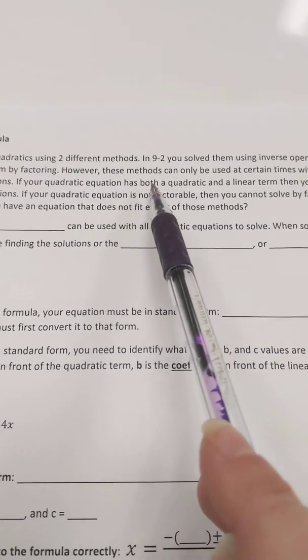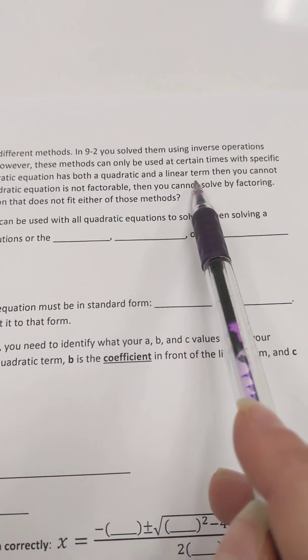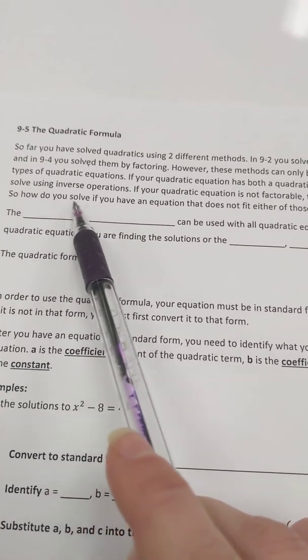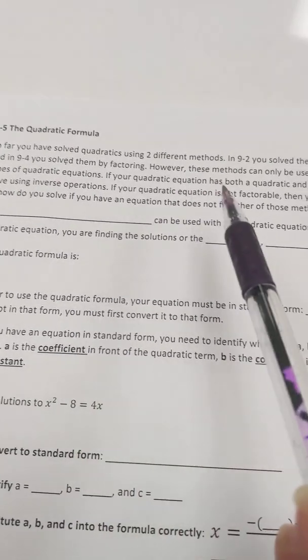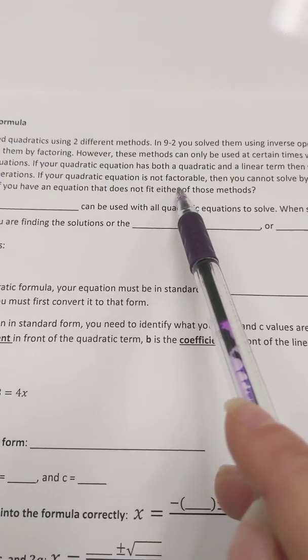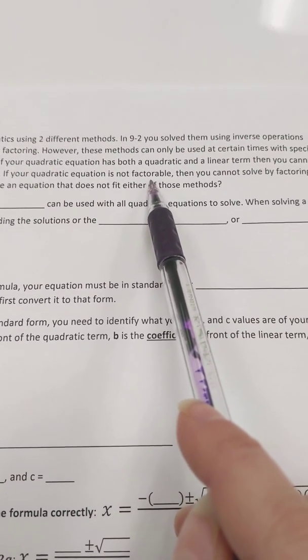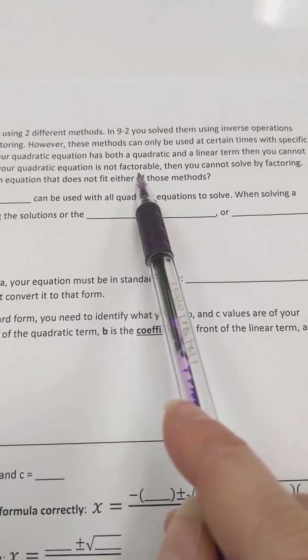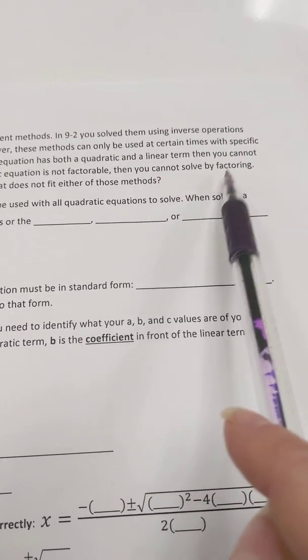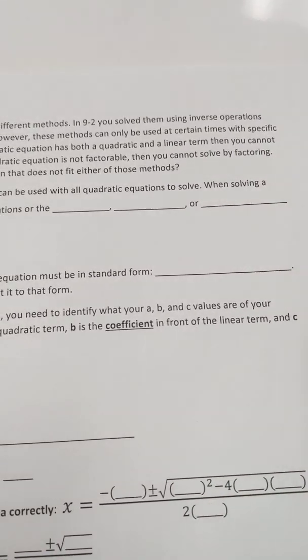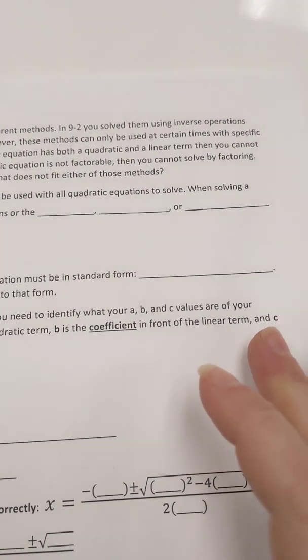If your quadratic equation has both a quadratic and a linear term, then you are not able to solve using your inverse operations. Okay? If your quadratic equation is not factorable, so it's not possible to split your trinomial into two sets of parentheses, then obviously you can't solve by factoring. You haven't seen any of those examples yet, but you're going to see them today.